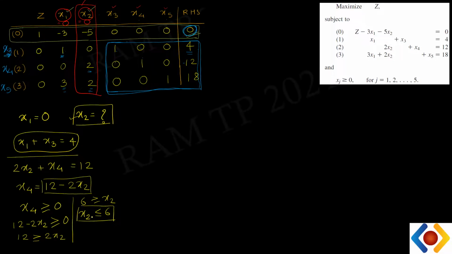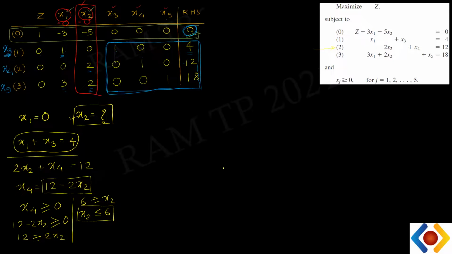If I go beyond 6, what will happen? The non-negativity constraint won't hold. x4 will become negative. When x2 is 6, 6 times 2 is 12. So what is the value of x4? 0. But I can't go below 0, right? We know x4 has to be either equal to or greater than 0. So the limiting value for x2 is 6 from equation 2. Are you all understanding this?